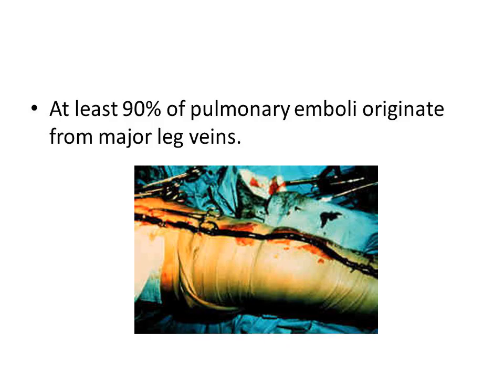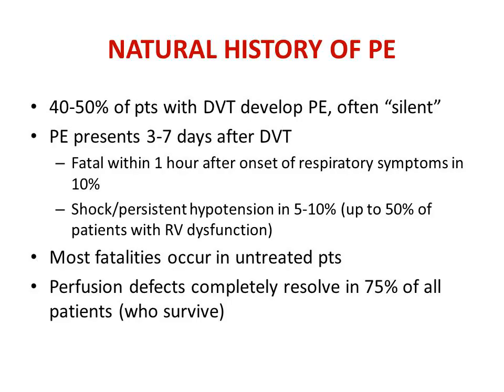At least 90% of pulmonary emboli originate from major leg veins. Natural history of PE: 40 to 50% of patients with DVT develop PE, often silent. PE presents 3 to 7 days after DVT. It is fatal within 1 hour after onset of respiratory symptoms in 10%. Shock or persistent hypotension occurs in 5 to 10%, up to 50% of patients with RV dysfunction. Most fatalities occur in untreated patients. Perfusion defects completely resolve in 75% of patients who survive.